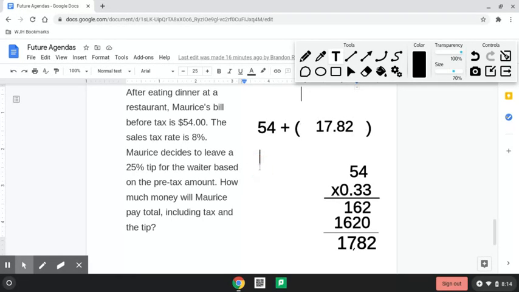We add those two numbers together, 54. This is how you'll set it up to add decimals. And I'm not going to do this one for you. Whatever the answer to this is, that's the total amount, including tax and tip.